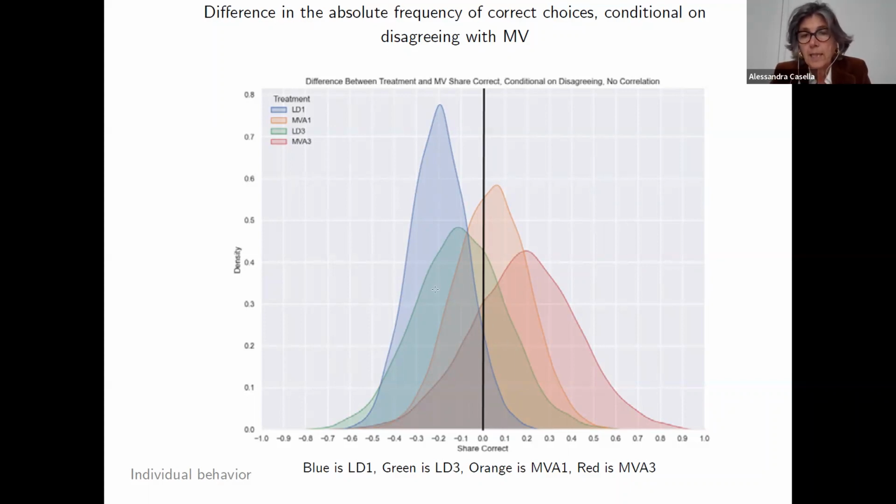Blue and green are the delegation cases. Blue is LD1 and green is LD3. Blue is almost completely on the left-hand side of 0. Orange and red are abstention. And you see that abstention tends to move in the other direction. So maybe we shouldn't put all 4 of them on the same graph, but it is a good summary of what we find.